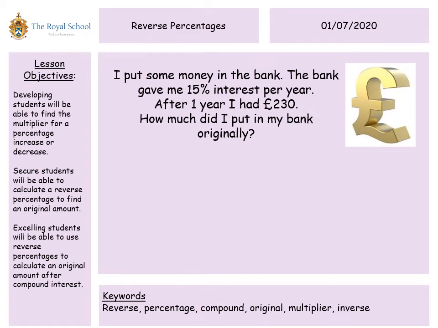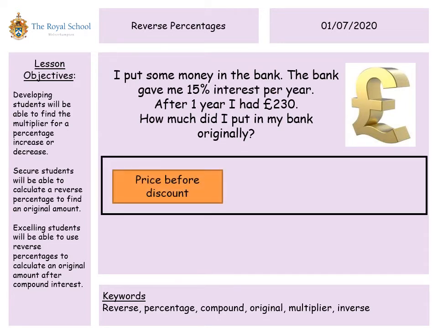So final example then, I put some money in the bank. The bank gave me 15% interest per year. After 1 year I had £230. How much did I put in my bank originally? So in this we have the same sort of process.